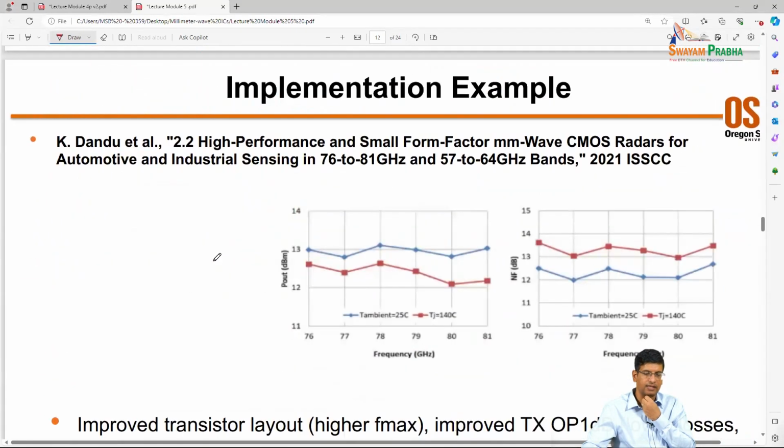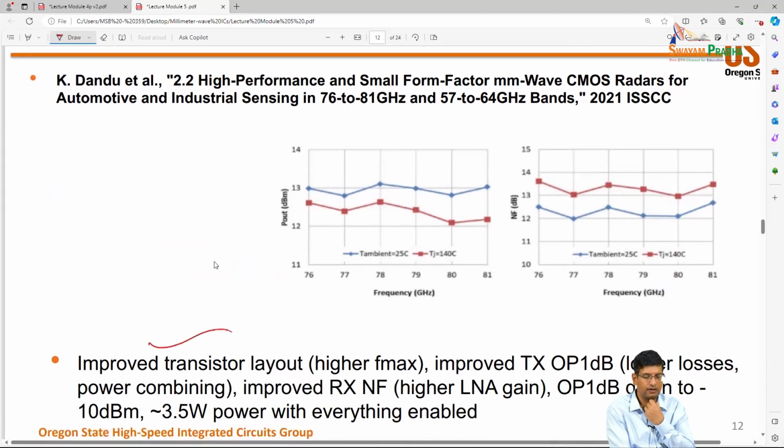What is interesting is that the team published a follow-on paper a few years later where just improved transistor layout, that basically got the transistor FMAX, right, led to better performance, and in this case the receiver linearity degraded 10 dB, but the noise figure also improved by a few dB in this publication.